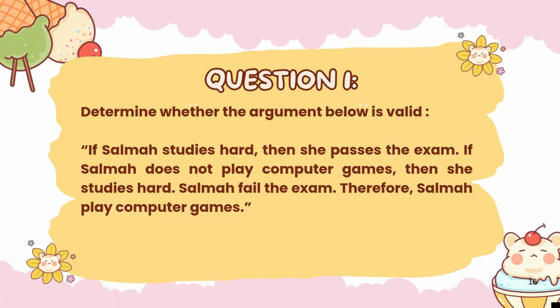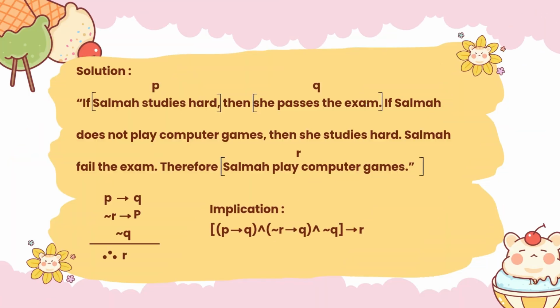Let's look at the example. Determine whether the argument below is valid. If Salma studies hard, then she passes the exam. If Salma does not play computer games, then she studies hard. Salma failed the exam. Therefore, Salma plays computer games. From the question, we know that we have to determine whether the statement is valid or not. Now that we know what the question wants, let's look at the statement.